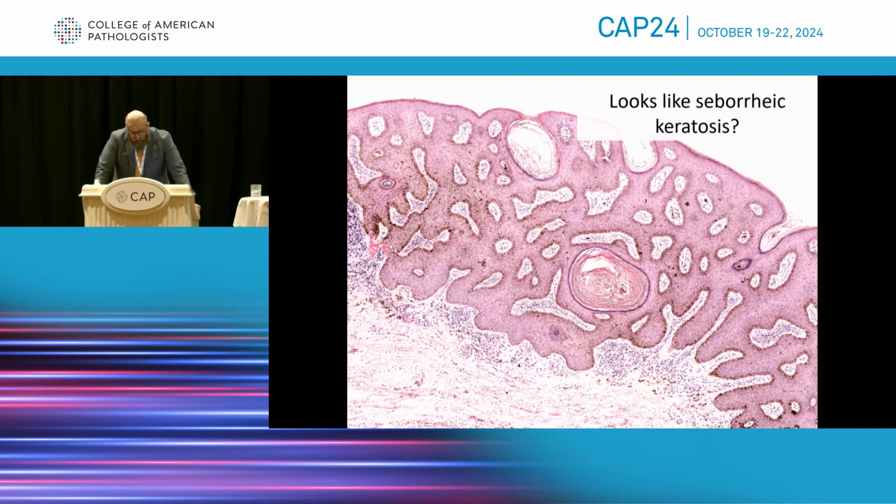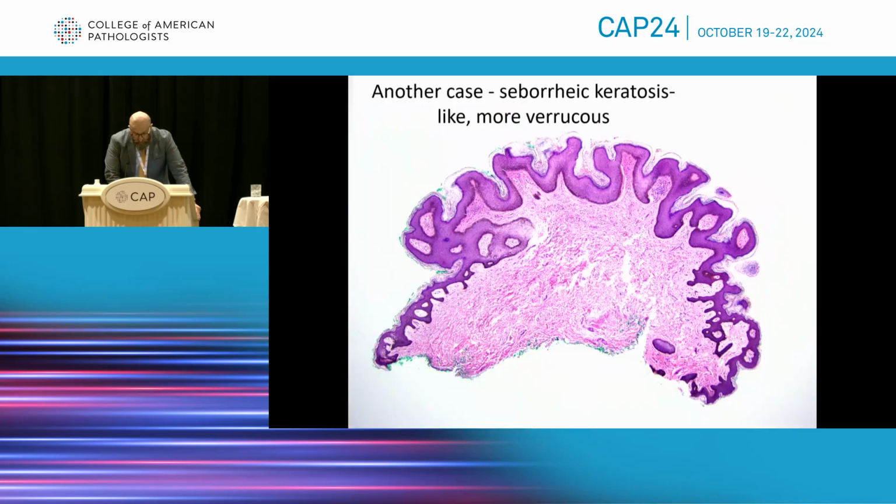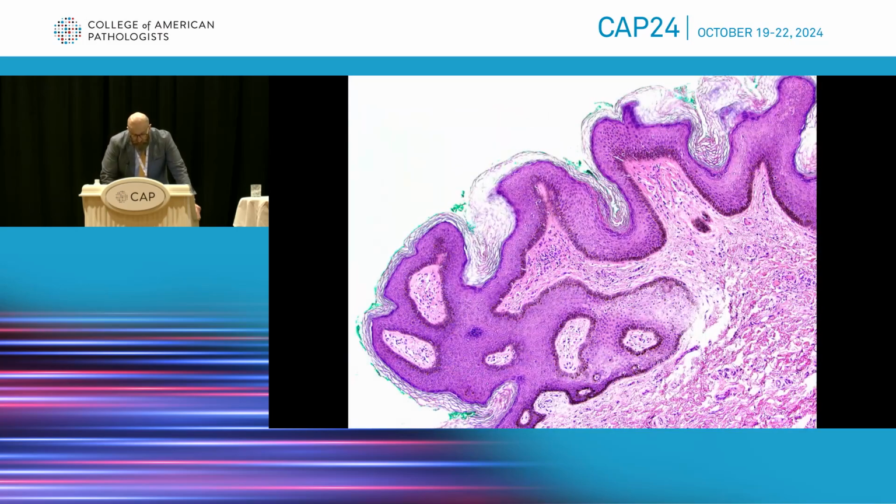That's a bit unusual because we don't really think of the genital tract as a place where you would have seborrheic keratosis. Usually we associate those with skin sites that have a high sun exposure. This one's a little bit more sort of papillary, but again has some resemblance to seborrheic keratosis.